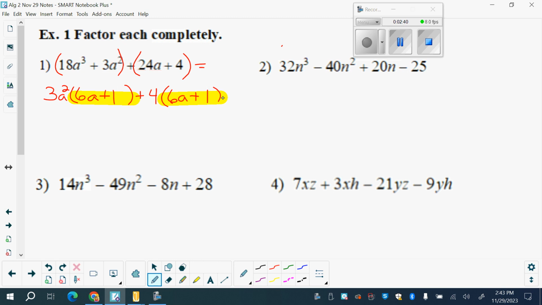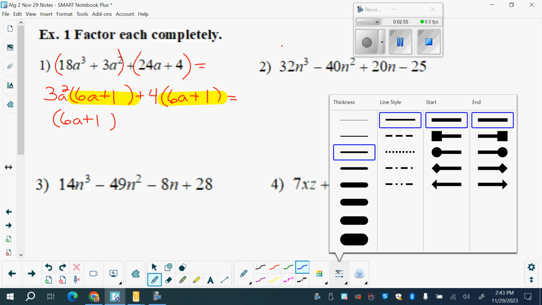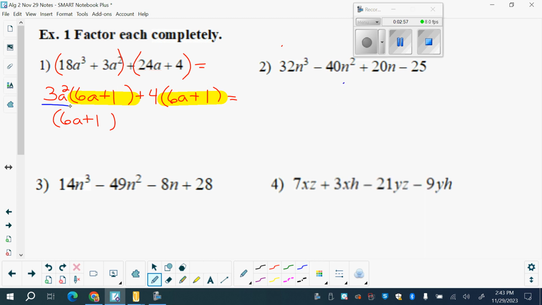So now we're going to do what we did in the warm-up, and we're going to factor it completely. So what's in common? 6a plus 1. What's not in common is the 3a squared and the 4. So what goes in the second parentheses? 3a squared plus 4. Questions on that? So it's just a step further from what we did in that warm-up.